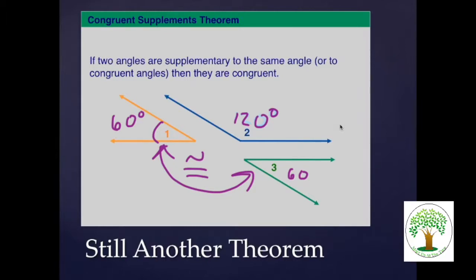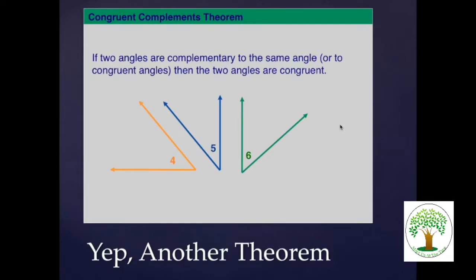Okay, here we go. Here's our next one. Now we have the congruent complements theorem. What does it mean to be complementary? They add up to be 90 degrees. If two angles are complementary to the same angle, or to congruent angles, then the two angles are congruent. Let's do the same thing we just did. I'm going to pick angle 5. Is this obtuse, right, acute, straight? Acute. So its angle is less than 90. I'm going to make it 50.